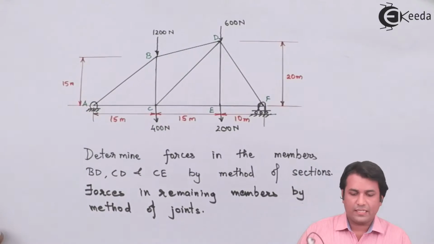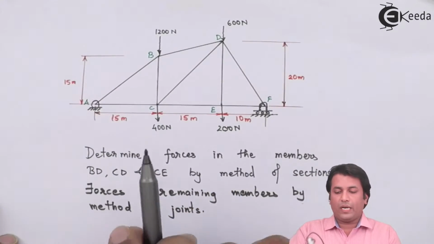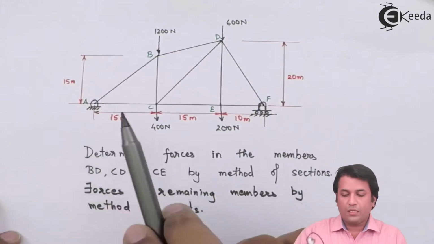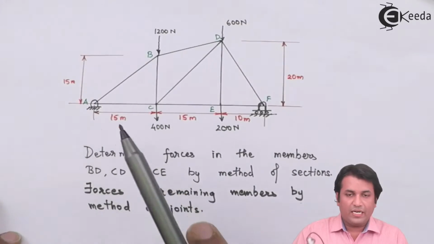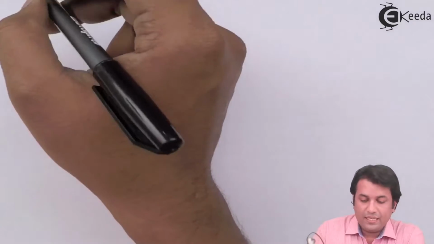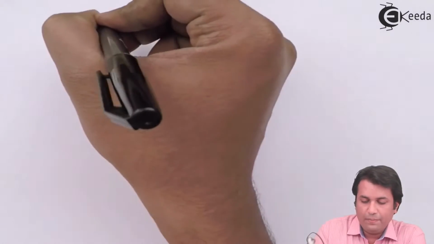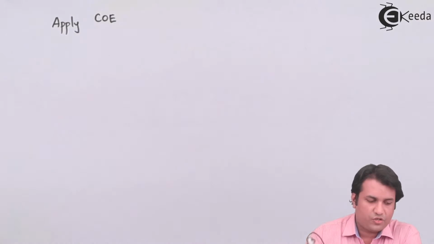Support reactions in this case: at joint A, I have a hinge support and at F, I have a roller support. So two reactions over here and one reaction at F. Horizontal and vertical at A. So first thing is the stability criteria. I hope that you can do that now. The next is applying condition of equilibrium to find out the support reactions.